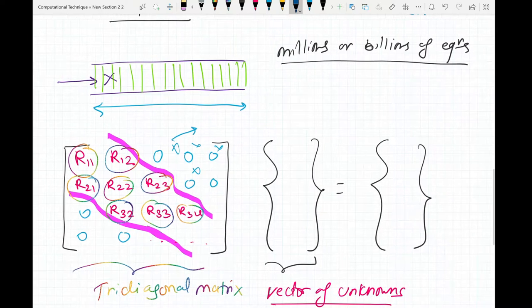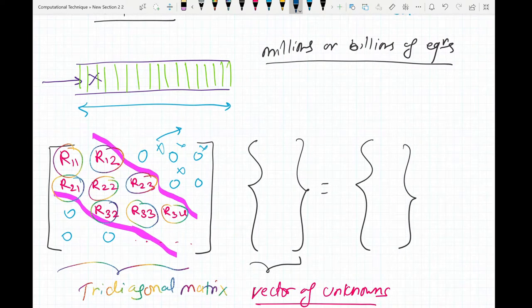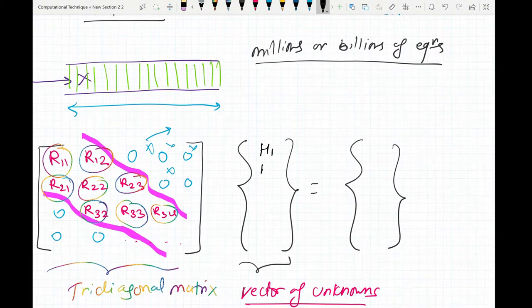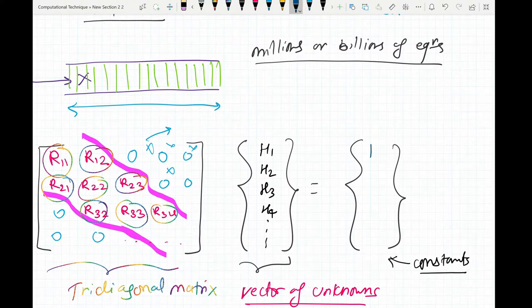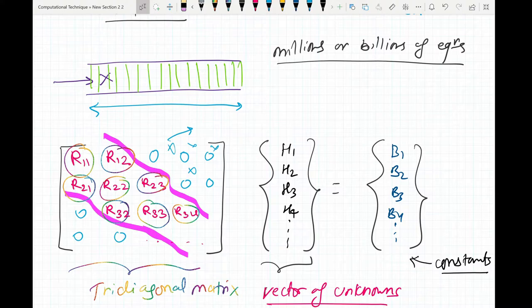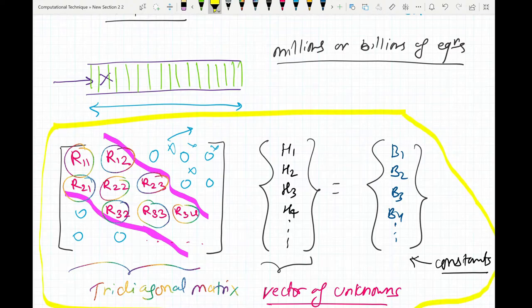These are the values you may have to solve. They may be depth of the water or pressure and so on. Let us say these are H1, H2, and so on. And the right hand matrix will be the matrix of constants. They will have some value here. Let it be B1, B2, and so on. So your matrix form of the linear equations which approximate the partial differential equation in 1D will look something like this. And you have to solve for these values here.